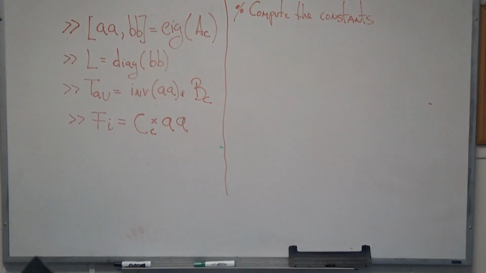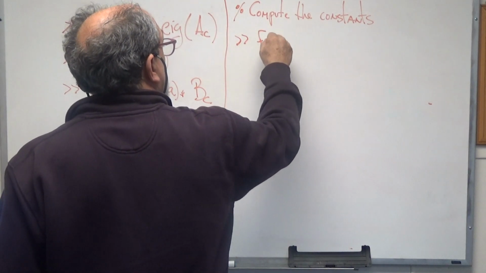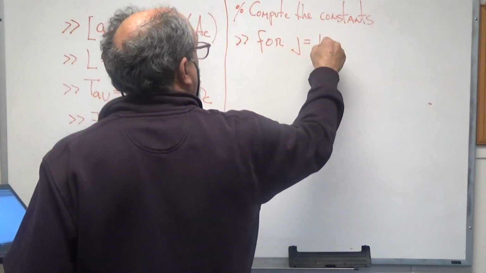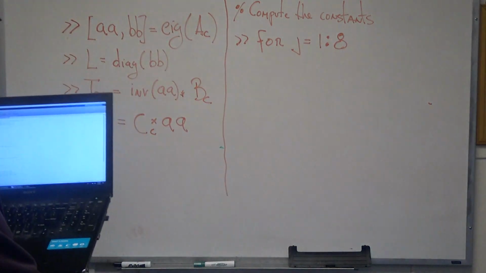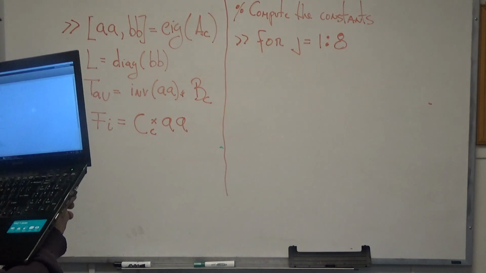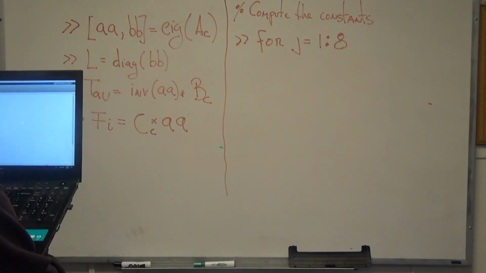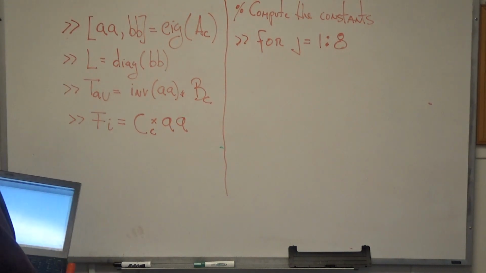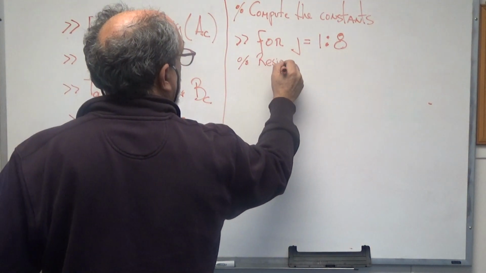Let me see how that's looking. Okay, compute the constants. So I'm going to have for j equals 1 through 8. Now you might do this with only using 4 if you'd like, because this thing comes in complex conjugates, right? So this program is not intended to be most efficient or anything like that, okay? Perhaps most lazy, just putting everything. So for j equals 1 to 8, this is my commentary here. I'm going to calculate the residue, right?